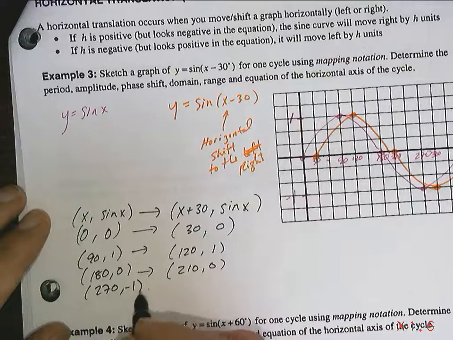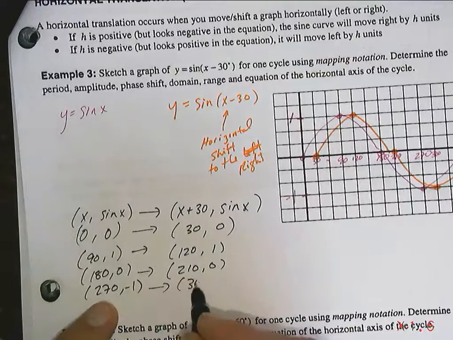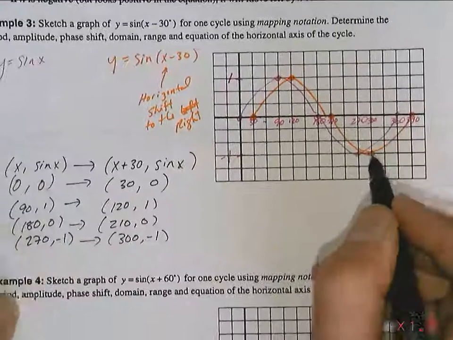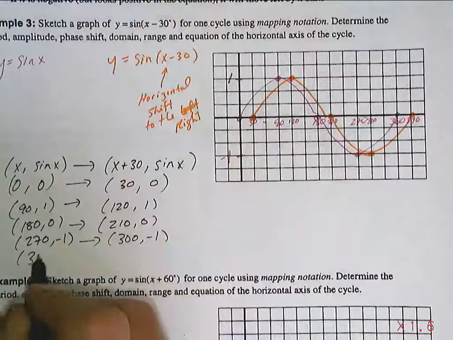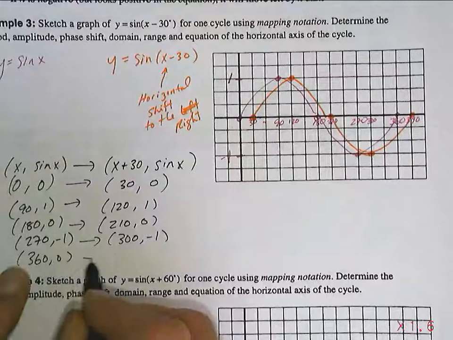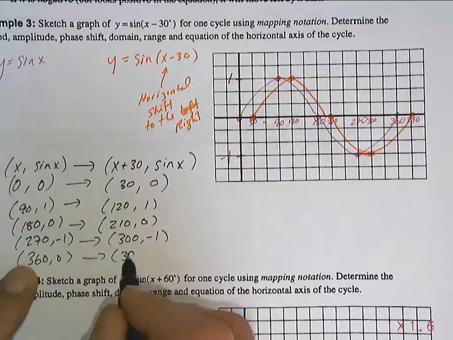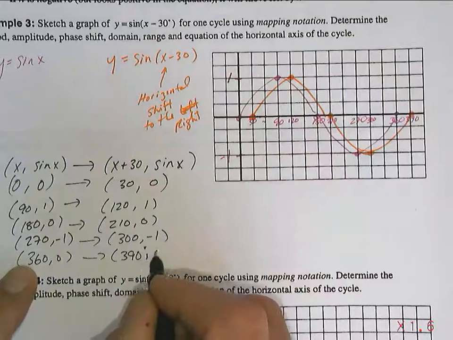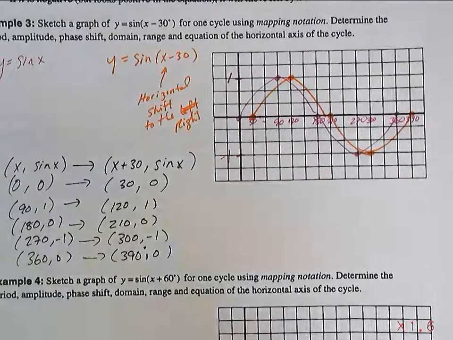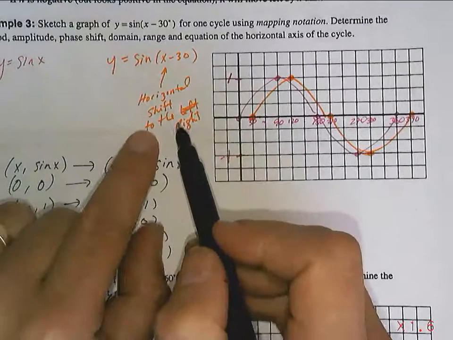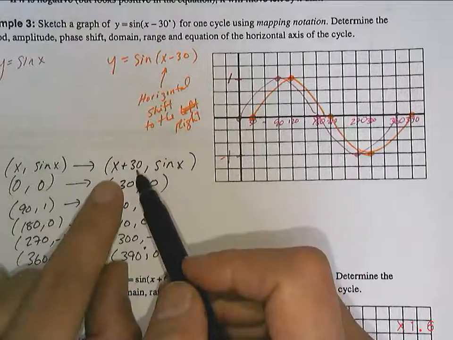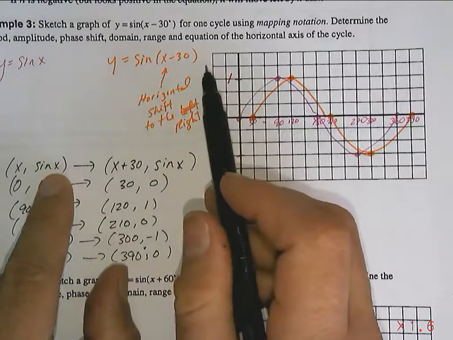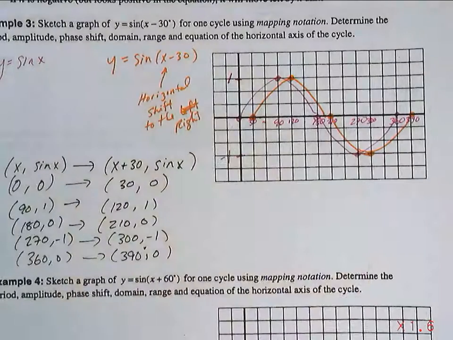(270, -1) should go to (300, -1), and that's that point there. And the last one is going to be (360, 0). 360 gets moved to 390 degrees, which is here, and it's going to be 0. So yes, it did work. Notice that this was a horizontal shift, so what was changing were the x's. We didn't change the vertical because there was no a in front, and the k didn't change. So I'll stop the video here and I'll be right back.